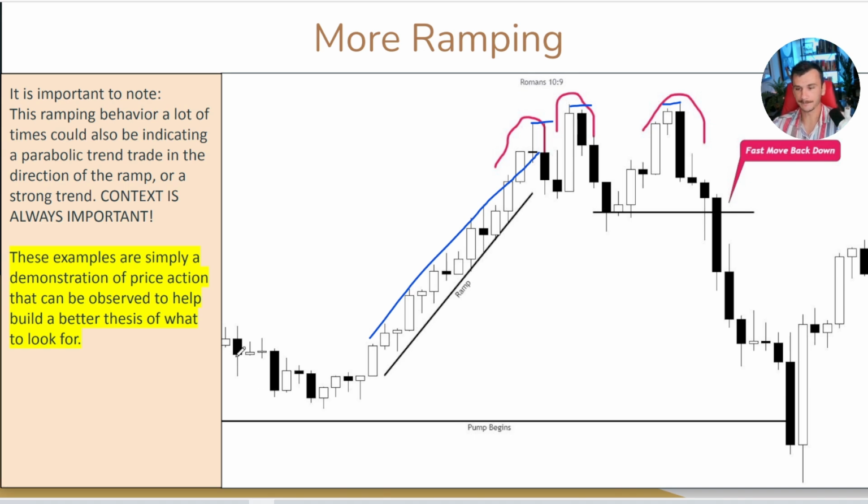It is important to note this ramping behavior a lot of times could be indicating a parabolic trend trade in the direction of the ramp. Direction of the ramp being this is going up. It could be indicating that this is strengthening or a strong trend. I don't want to counter trend this necessarily until we start getting the breaking down sort of consolidation behavior. Context is always very important. I'm not just taking these trades based off of what the candles look like. There's always larger context that's behind this 3-day setups and things like that.